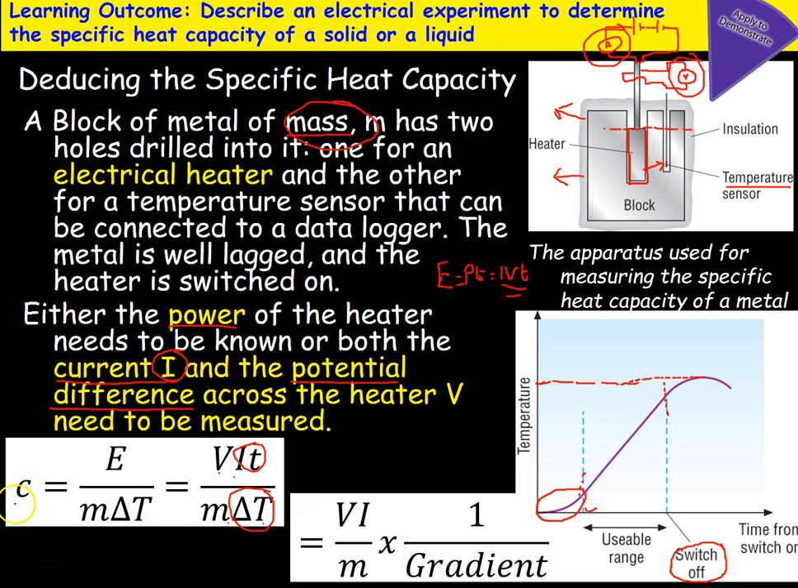And then to work out specific heat capacity, we rearrange the equation like so. You can work it out from the graph. The gradient of this graph is temperature divided by time, and obviously we need time over temperature. So if you do the voltage times the current, divided by the mass, and then times it by 1 over the gradient, you can also work out specific heat capacity.